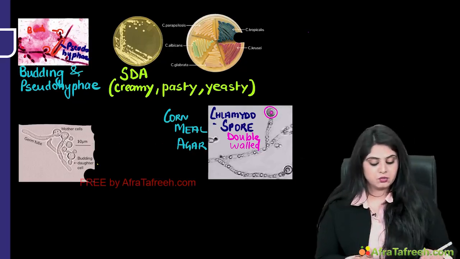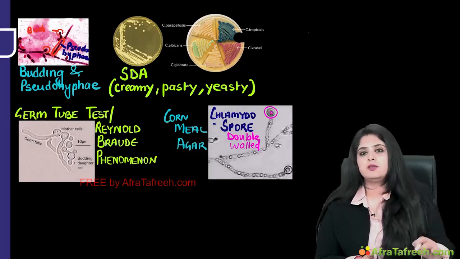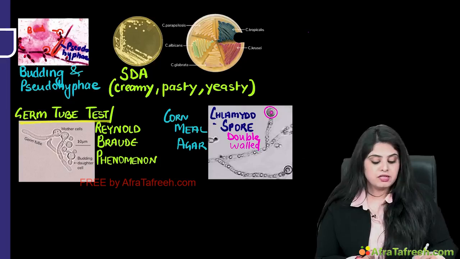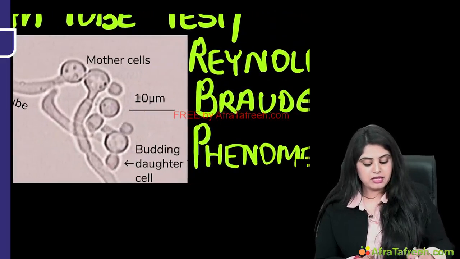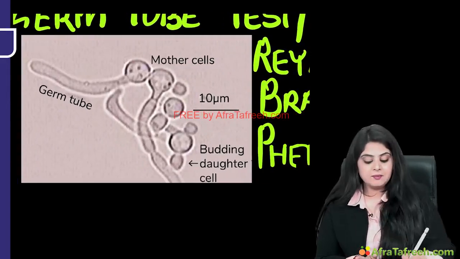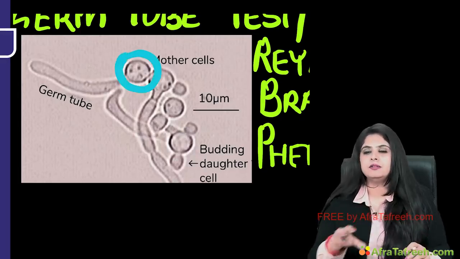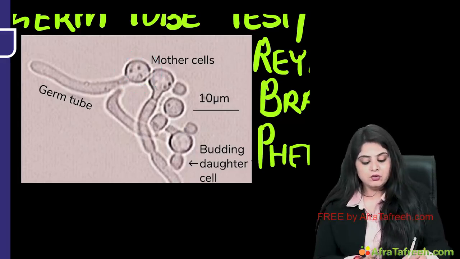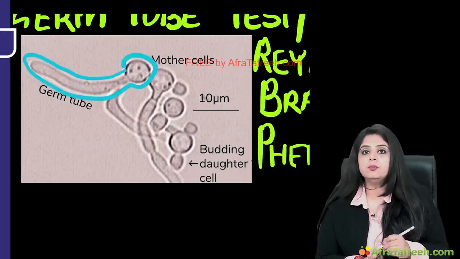Finally, coming to the last one, which is the very famous germ tube test. A set question has to come. Germ tube test, known as Reynolds Braude phenomenon. What is a germ tube test? If you kept a Candida, no one will ask you the procedure firstly. Listen to me for your clarity. If you keep Candida with some growth factor, like we added blood, serum, or any growth factor you add, you will see that a germ tube will be coming out of it. It will give birth to a tube basically.